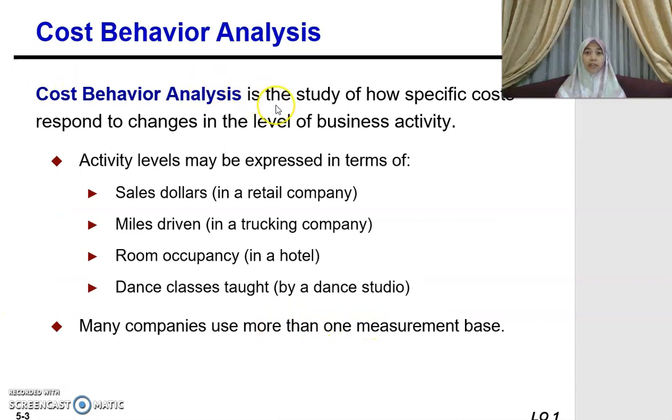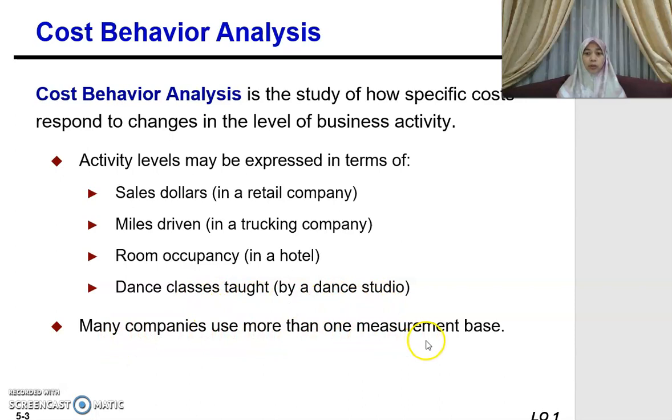Okay, the cost behavior analysis is the study of how specific costs respond to changes in the level of business activity. So the activity levels may be expressed in terms of the sales dollar, for example for a retail company, or in terms of the miles driven, for example in a trucking company. And then room occupancy could be the activity level in a hotel, maybe the dance classes taught by a dance studio.